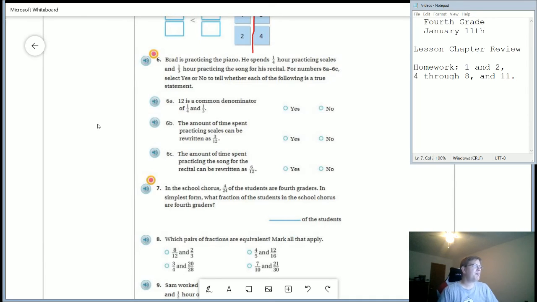So Brad has been practicing the piano. Words are hard. He spends a quarter of an hour practicing scales and a third of an hour practicing the song for his recital. And we want to figure out which of these statements are true or not. So we're saying, is this a true statement? Yes, it's true. No, it's not true.